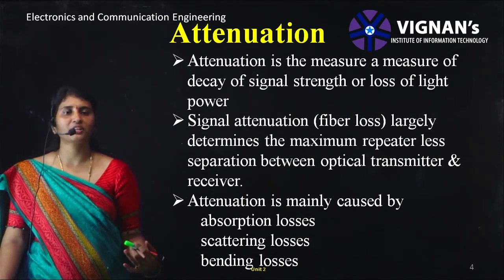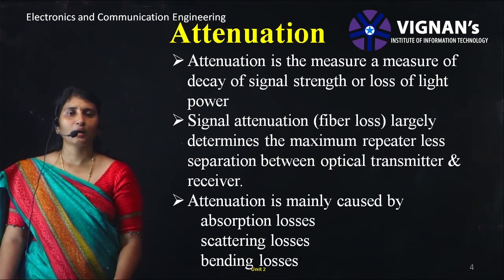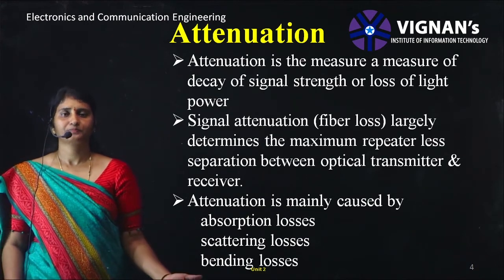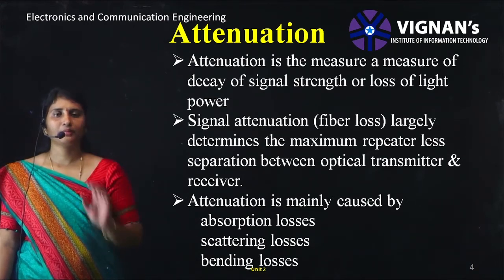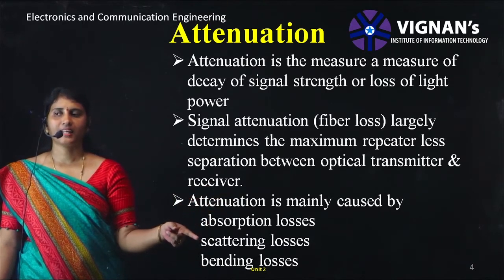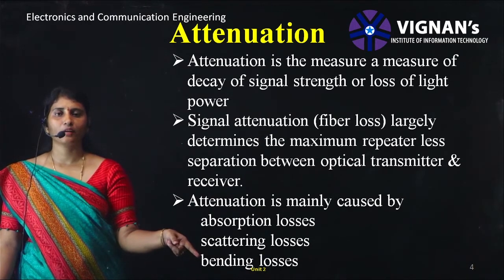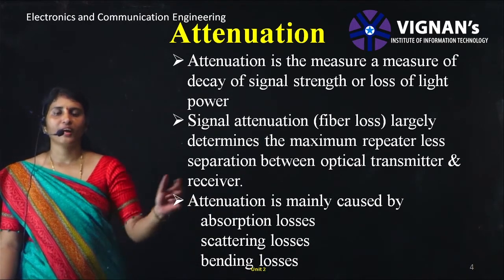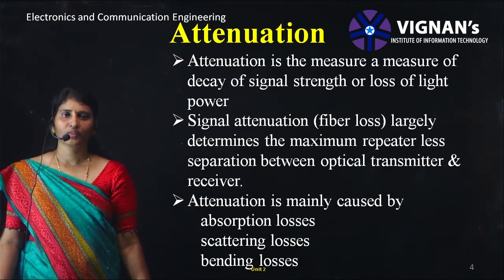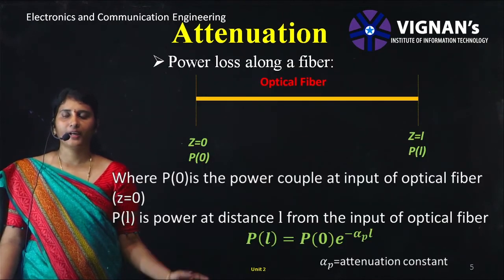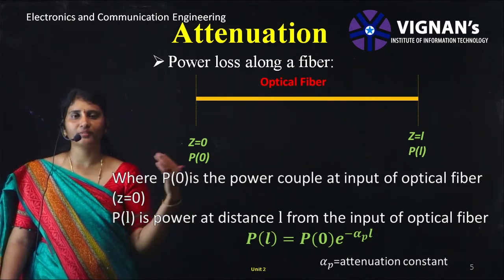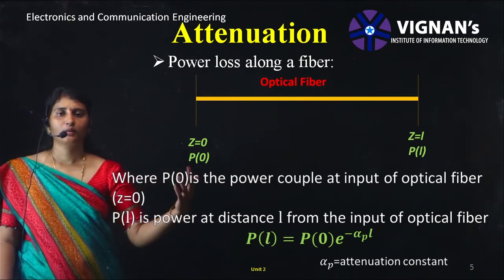So this attenuation measurement will also be helpful in seeing how the signal strength can be retained, and at what part we have to install our repeaters. And this attenuation can be of three types. One is absorption loss, second one is scattering loss, and the third one is bending losses. These are the three main causes of attenuation in any optical fiber. In this, first we will see how to calculate the attenuation for a length of fiber, and then we will go into detail on the three causes of the attenuation.